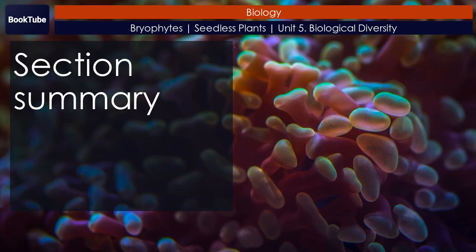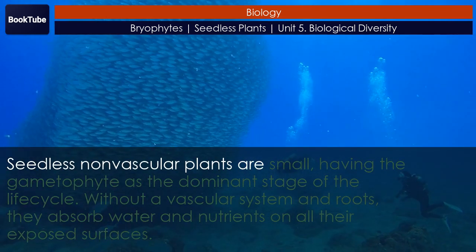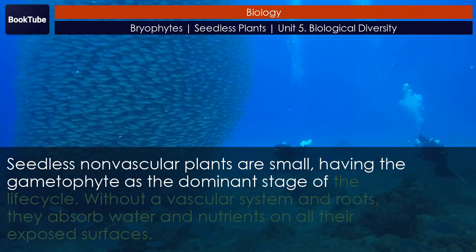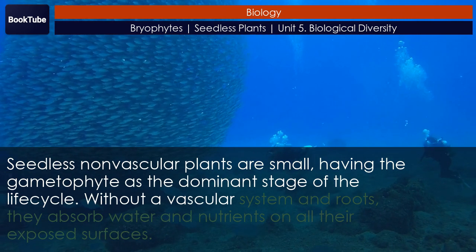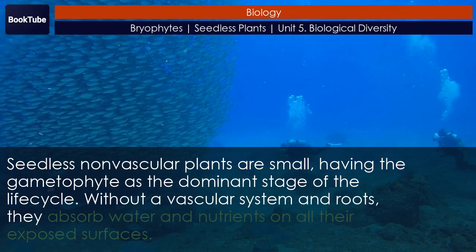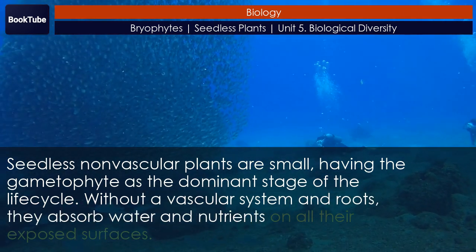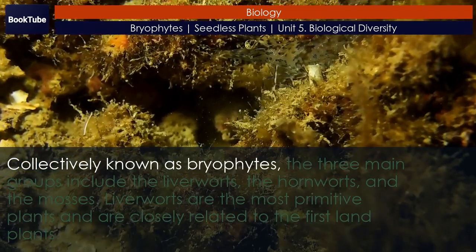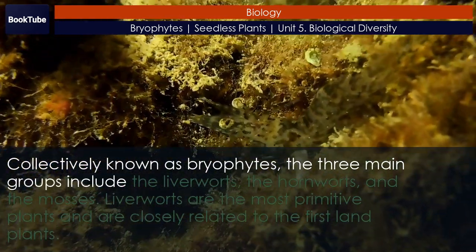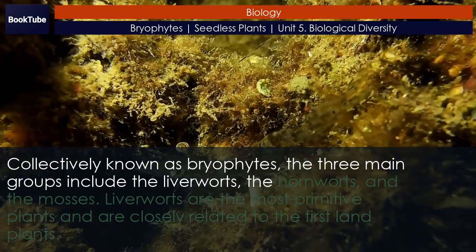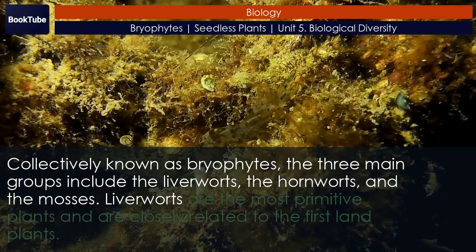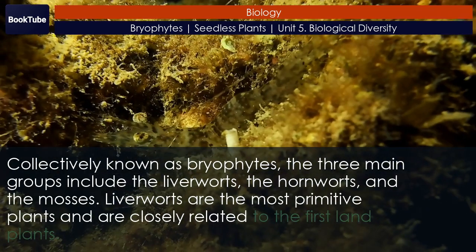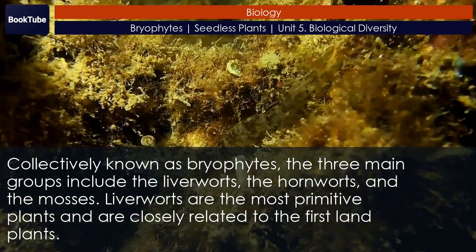Section summary. Seedless non-vascular plants are small, having the gametophyte as the dominant stage of the life cycle. Without a vascular system and roots, they absorb water and nutrients on all their exposed surfaces. Collectively known as bryophytes, the three main groups include the liverworts, the hornworts, and the mosses. Liverworts are the most primitive plants and are closely related to the first land plants.